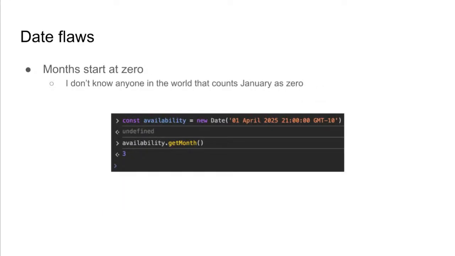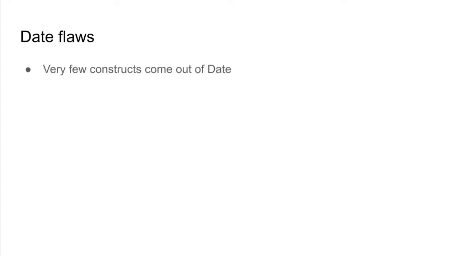Another fun thing is that months start at 0 for some reason. I don't know anyone that counts January as 0, but JavaScript does. Also, for instance, if you try to get the number that represents April, you will get the number 3. You have probably felt the need to add 1 to get the number of the month. So those are some workarounds that make the JavaScript Date library not very straightforward to work with.